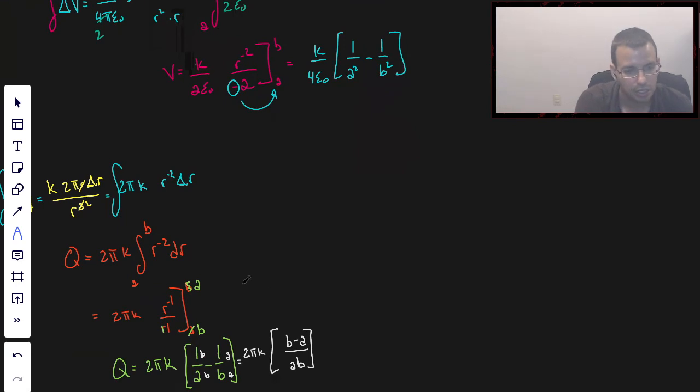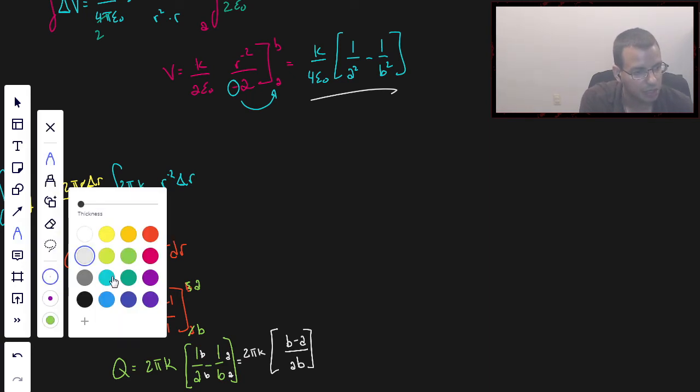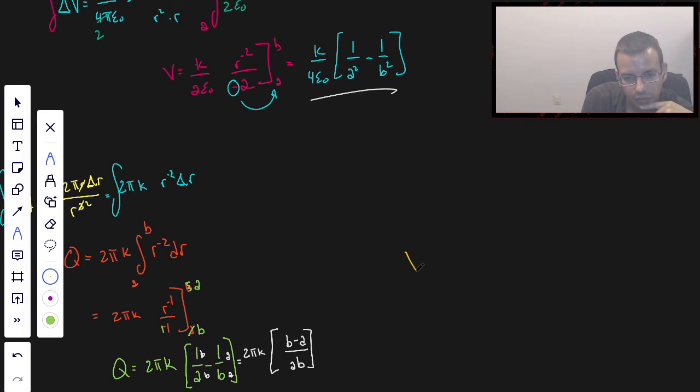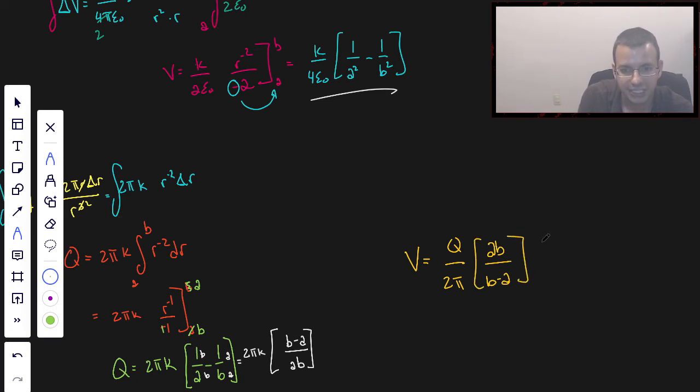So combine this, combine that, and for that I'm going to use a new color. Light blue. So voltage equals K, which we now know is Q over 2 pi AB all over B minus A. That's K, but we're just going to have the 1 over 4 epsilon naught still.